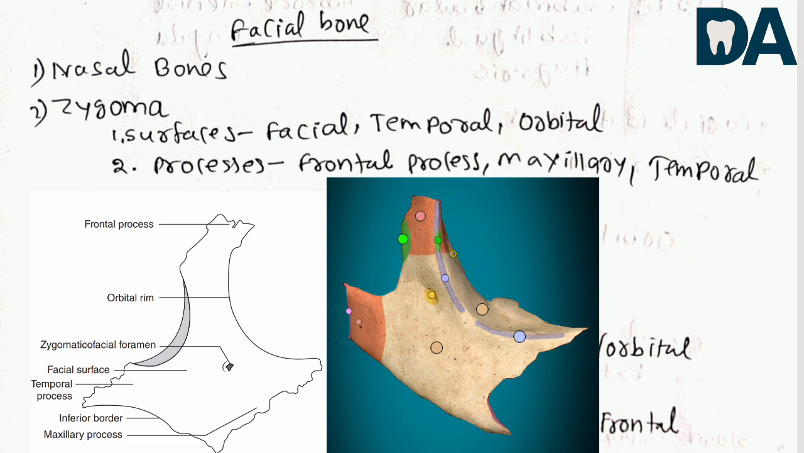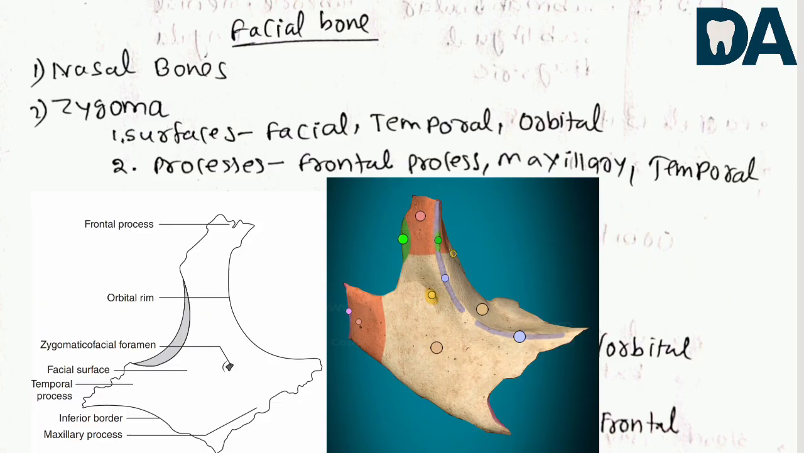Features: the zygomatic bone has 3 surfaces, 3 processes, 3 foramina. Surfaces: facial surface, temporal surface, orbital surface. Facial surface: smooth lateral aspect of the bone. Temporal surface: curved medial aspect of the bone. Orbital surface: lateral and inferior orbital margins.